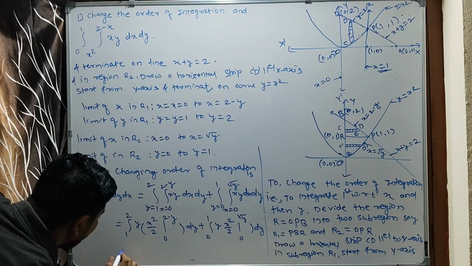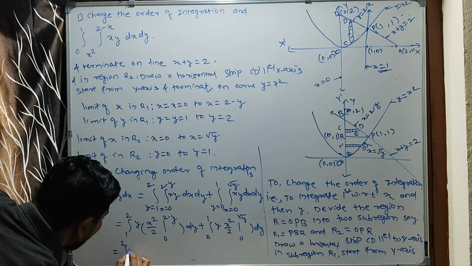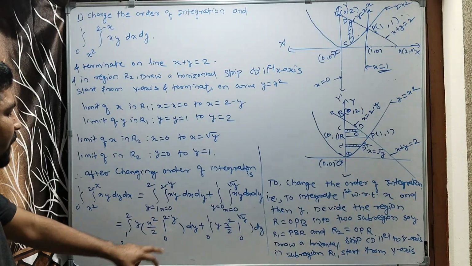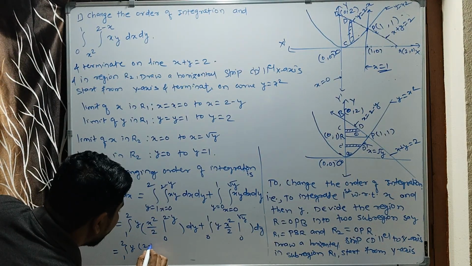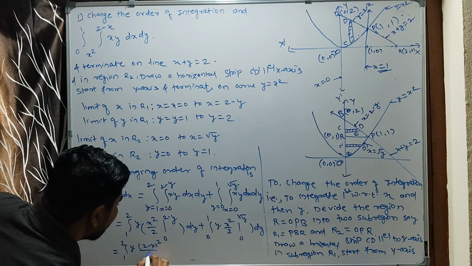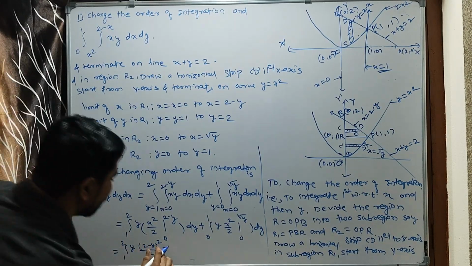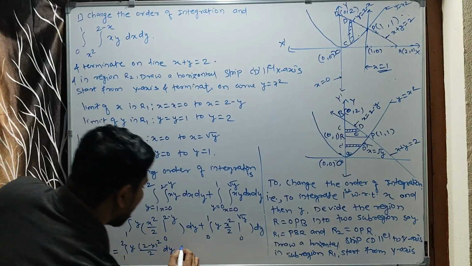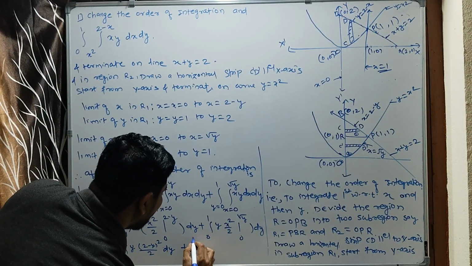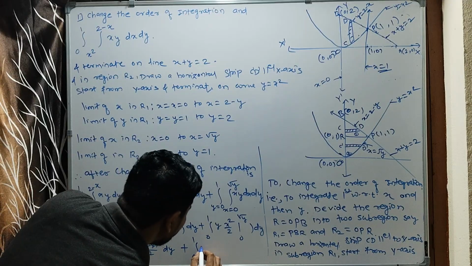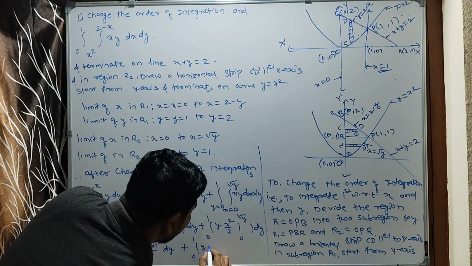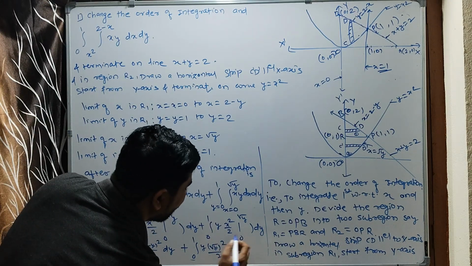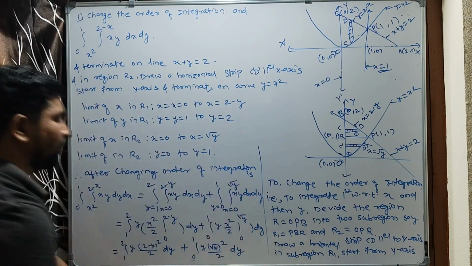So this is the integral from 1 to 2 of y, and now putting upper limit minus lower limit, 2 minus y whole square by 2 minus 0 by 2, dy, plus the integral from 0 to 1 of y times root y whole square by 2. Upper limit minus lower limit is 0, no need to write, this is simply dy.